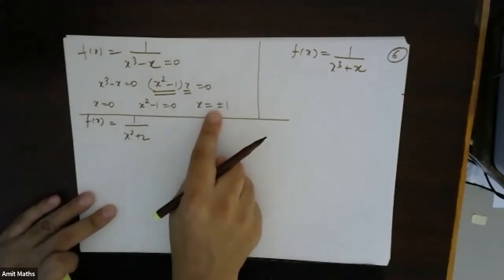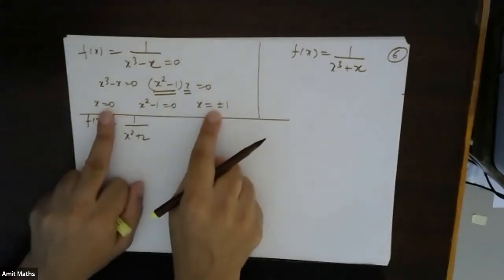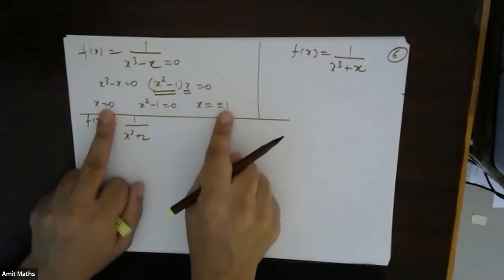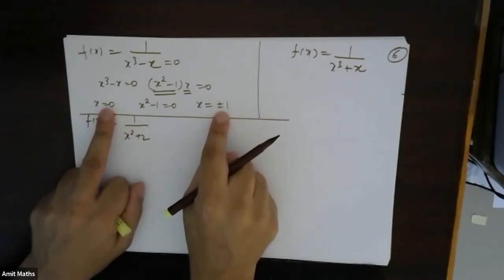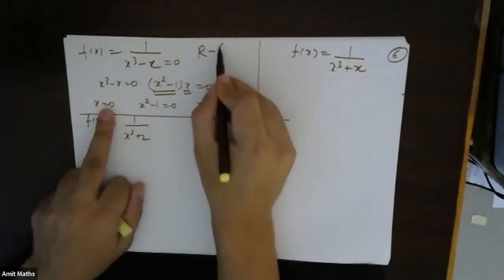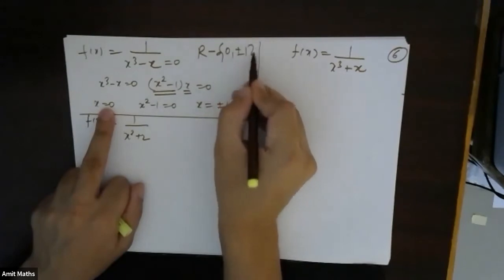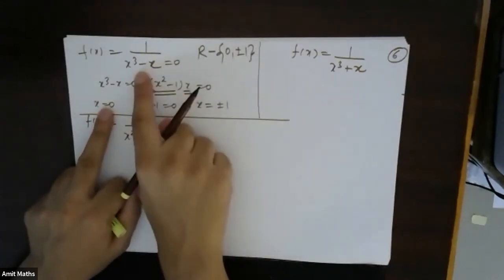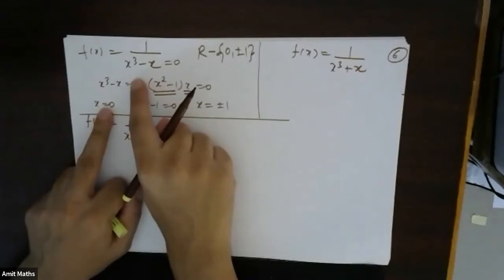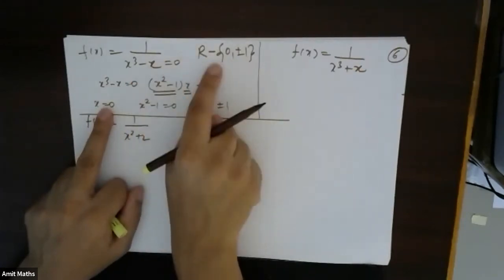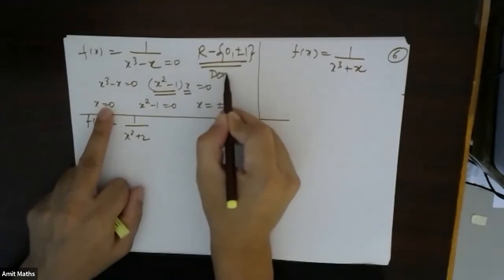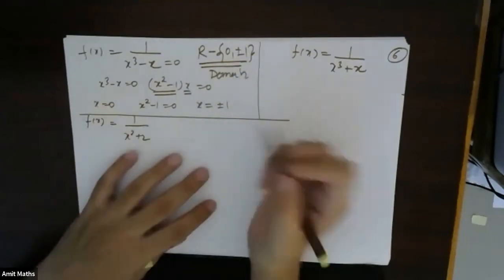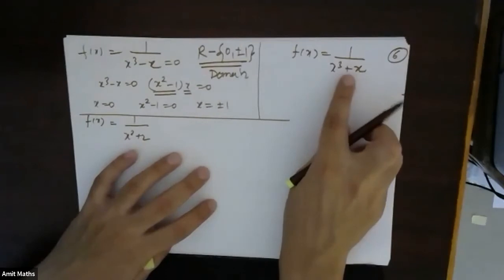So that means for these three values, that is x is equal to 0 or x is equal to plus minus 1, the denominator equals 0. So the domain of this function will be R minus {0, plus minus 1}. Only three values of x I cannot take in this function. If I take these three values of x, it will become 0. So I'll remove them. So this becomes the domain. Clear enough? Okay.